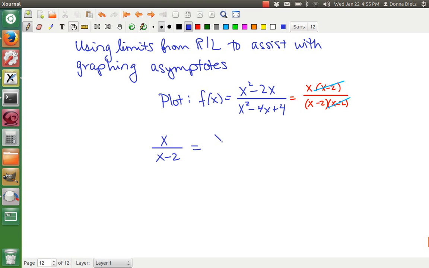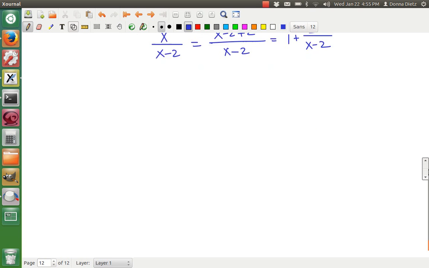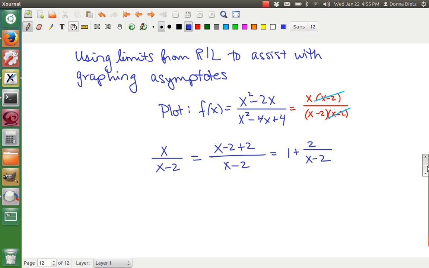I'm going to add and subtract 2 to the numerator of this fraction, which means I did absolutely nothing. But that allows me to do this little stunt. So I can pull out the 1 and then write 2 over x minus 2. So, yeah, that's one of those things that somehow gets forgotten in high school. I mean, they didn't teach me in high school either, so I don't feel bad. And that was a while ago.